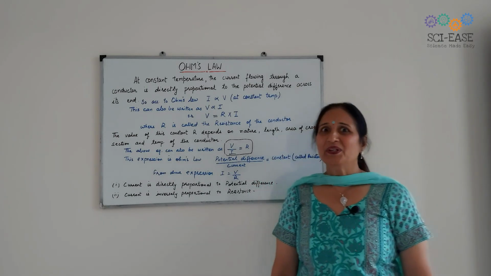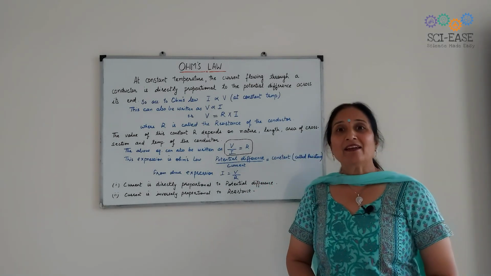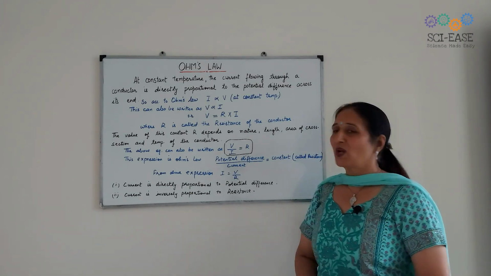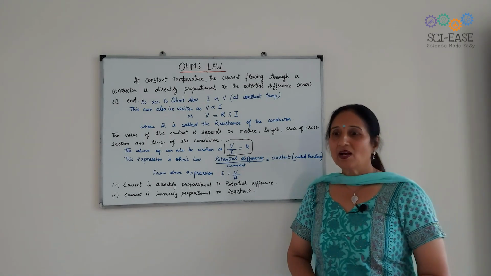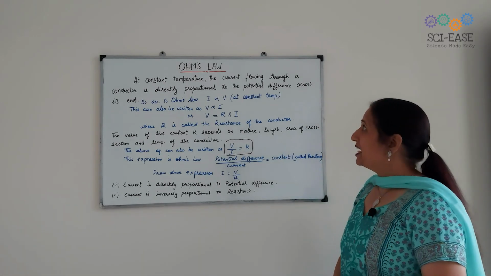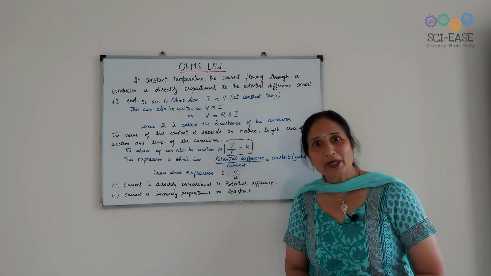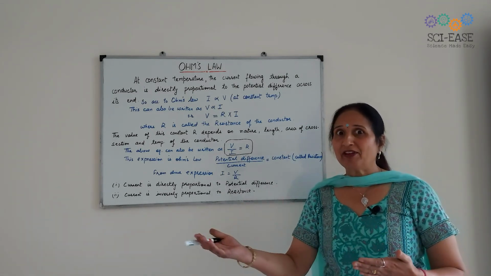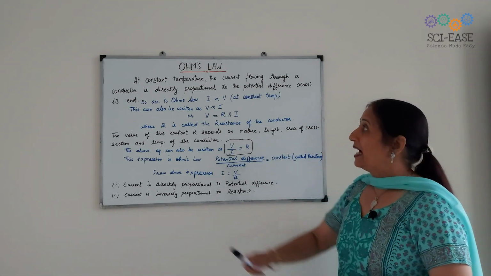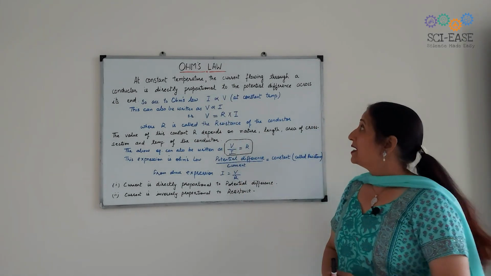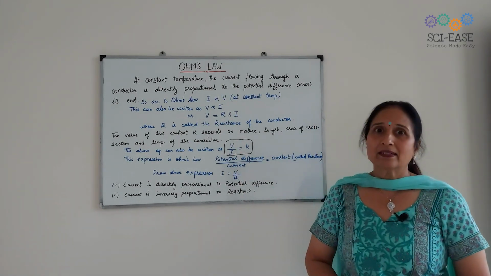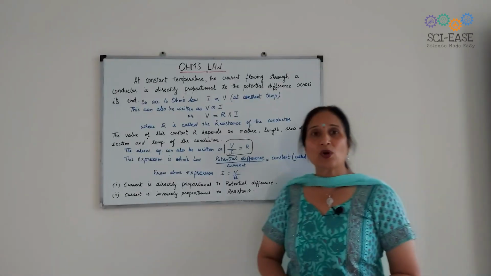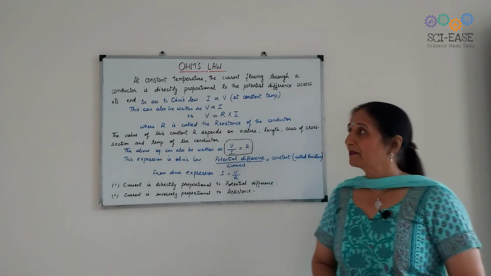In this video, I'm going to explain a very important topic, that is Ohm's law. Ohm's law gives us the relationship between current and the potential difference. According to Ohm's law, sometimes a definition is asked: at constant temperature, the current flowing through a conductor is directly proportional to the potential difference across its ends.